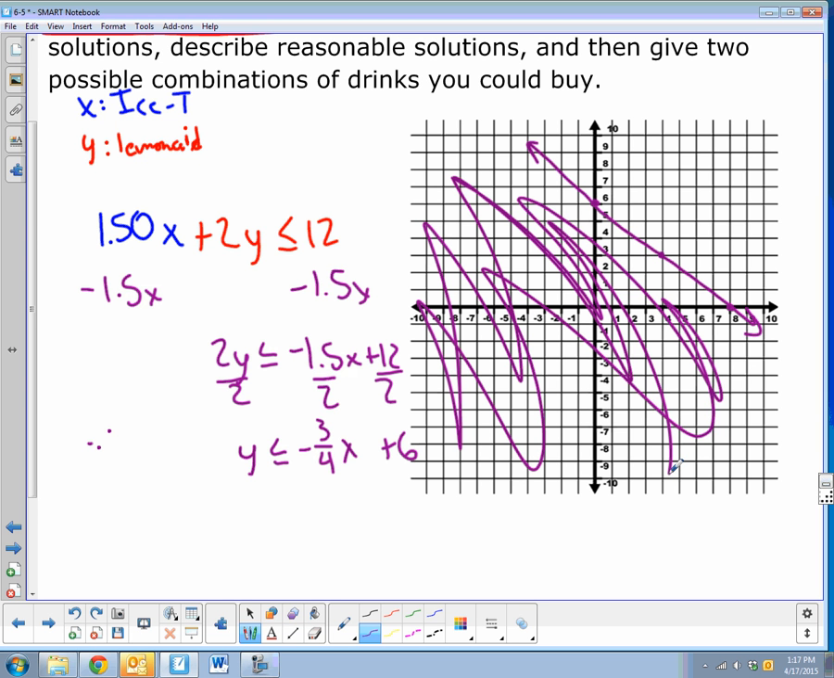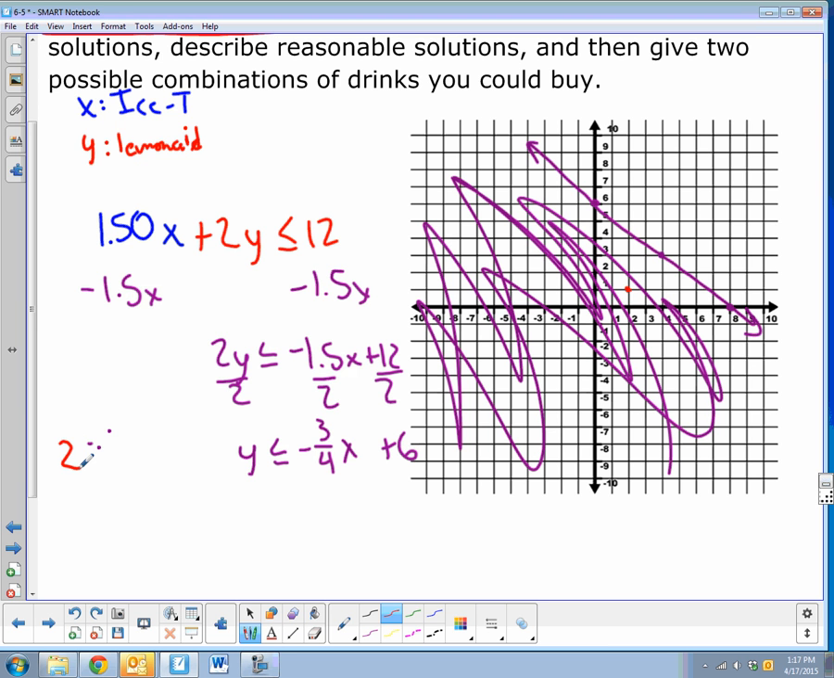Really, any point in that shaded region is a potential solution. You cannot have negative iced tea. You can't have a negative lemonade. So you can't pick points down here. In theory, in like math world, sure, that is a solution to negative 5. However, in the real world, which is where we really, really live, you can't do that. And so this might be a solution. I could buy 2x and 1y.